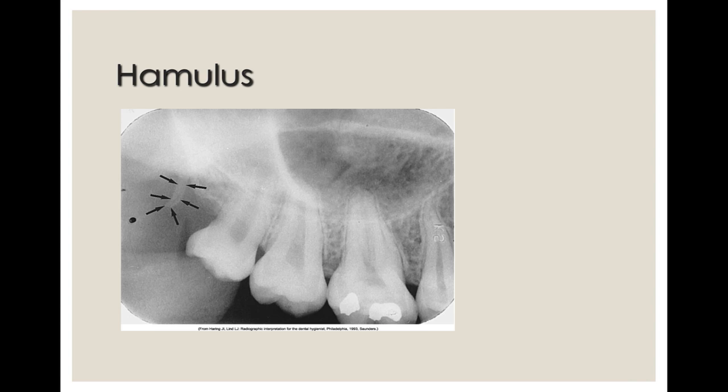Next is your hamulus. The hamulus is a small hook-like projection of bone that extends from the medial pterygoid plate of the sphenoid bone. Radiographically, you're going to see it as a radiopaque hook-like projection posterior to the maxillary tuberosity. So here you have your hamulus.